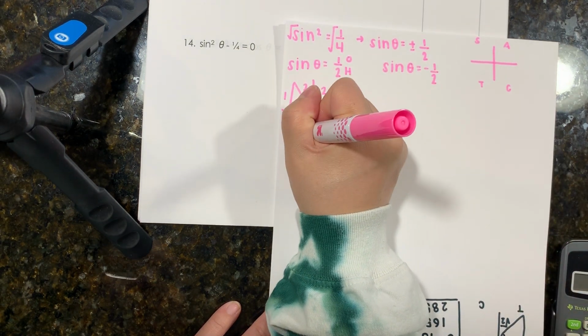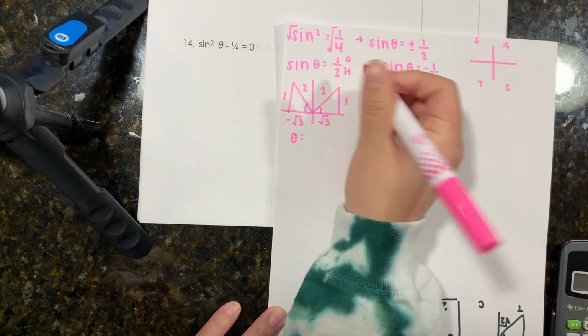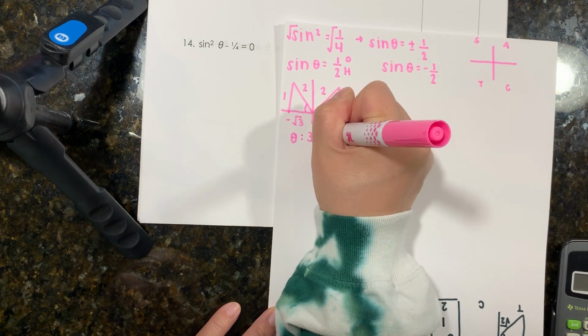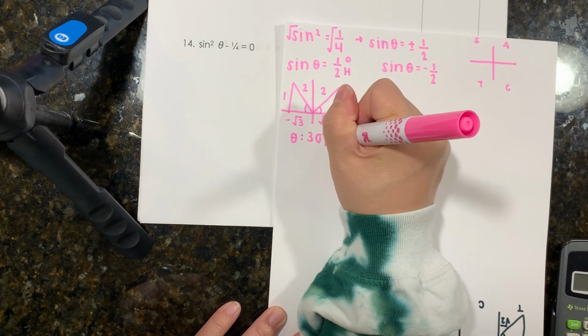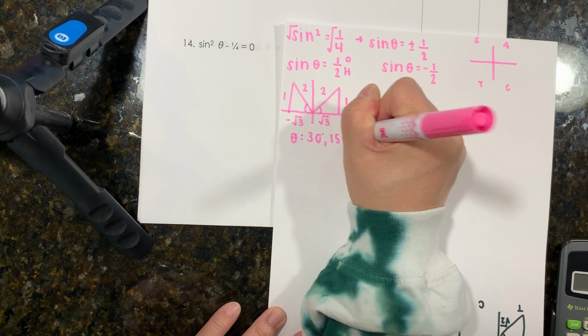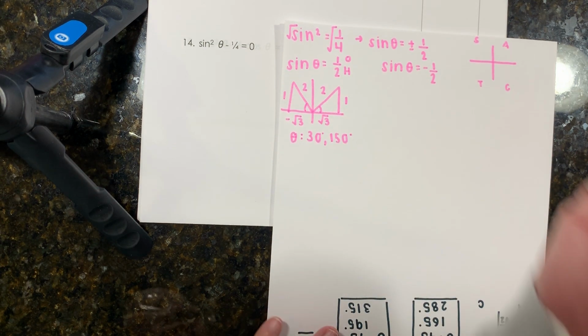And that means that my degree for quadrant 1 is going to be 30 degrees. Quadrant 2, I would have to subtract that 30 degrees from 180, which would give me 150.